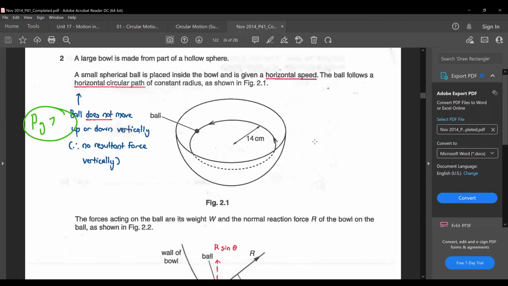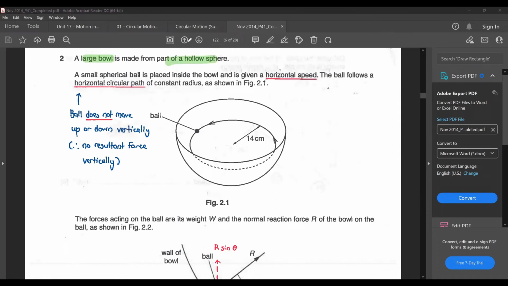We have a large bowl that is made from part of a hollow sphere. A small spherical ball is placed inside the bowl and is given a horizontal speed. The ball now follows a horizontal circular path of constant radius as shown in the figure. So you have a small ball that is being made to move in a horizontal circle following this path here. Since it's moving in a horizontal circle, one of the first things that comes to mind is that the ball doesn't move up and down vertically. There's no resultant force vertically. That's one thing to note here.